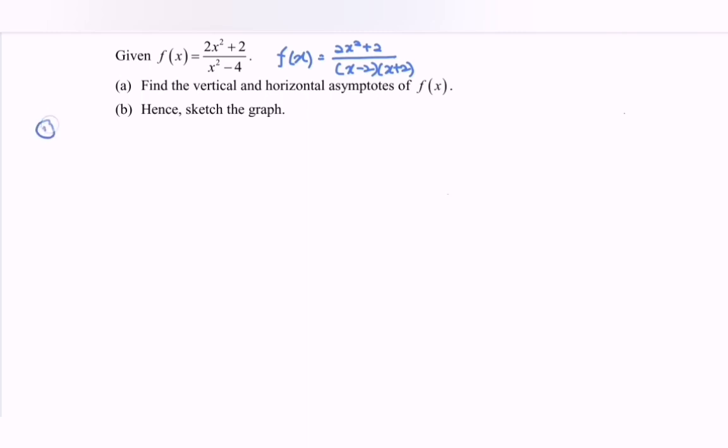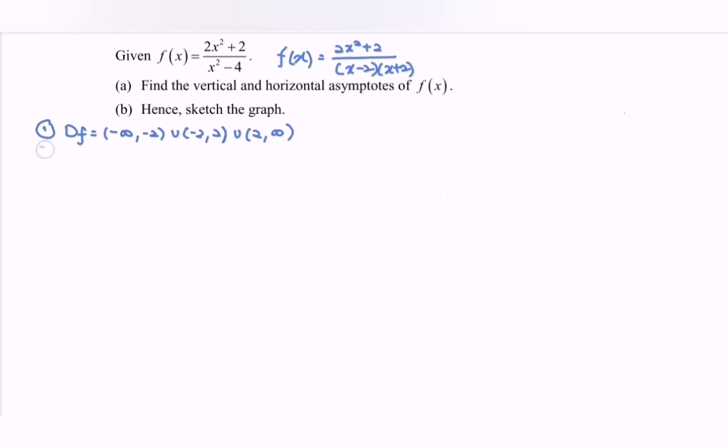Step number 1 is the domain of the function. The domain is negative infinity to negative 2, union negative 2 to 2, union 2 to infinity. So we have two different parts to discuss: the first one is x equals negative 2 and the second one is x equals 2.